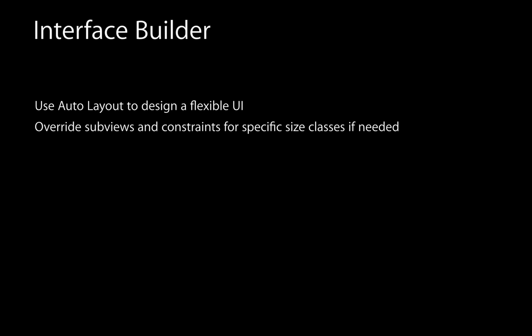Let's recap what we saw in that demo. First, we used auto layout to design a flexible UI that works well for multiple size classes. For example, my image view used a horizontal centering constraint to position itself for both compact width and regular width. Next, I showed you how you can override subviews and constraints for specific size classes when you need to. I did this to give my buttons a vertical layout for iPhones in Portrait and a separate layout for all other cases. And finally, I showed you how you can preview different devices and orientations, OS versions, even localizations, all within Xcode using the Preview Assistant editor.